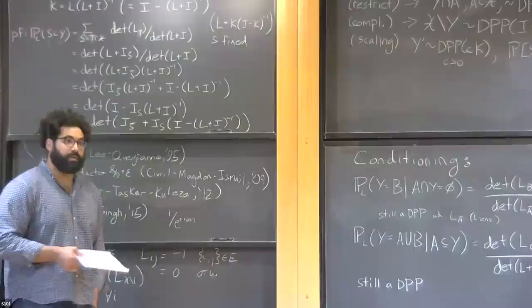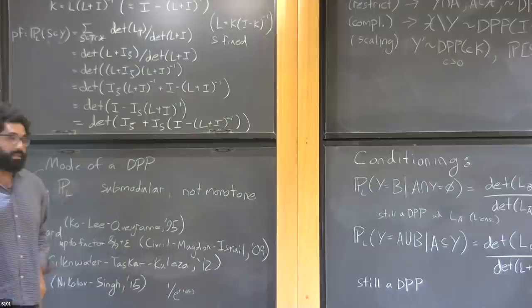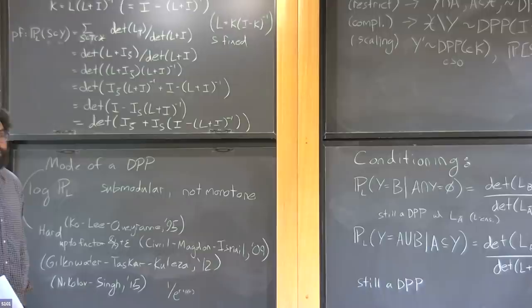And so a really interesting question would be, is there a constant approximation algorithm for this? Is there even, let's say, 1 over log n, 1 over polylog?